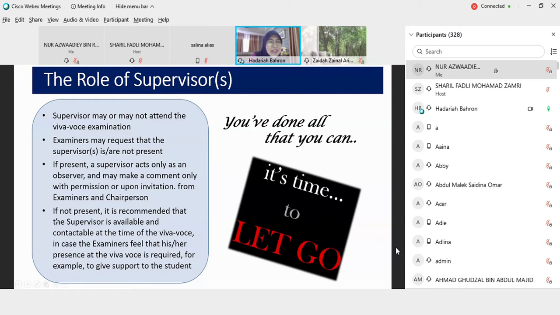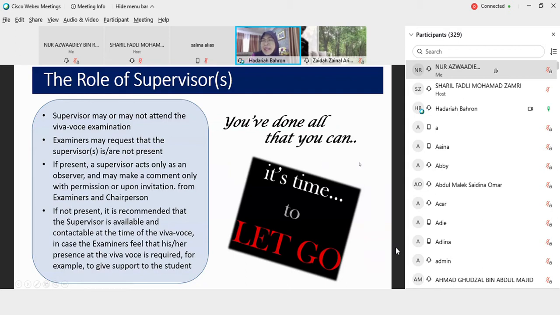If the examiner is not present in the Viva-Voce, it is recommended that the supervisor is available and contactable at the time of the Viva-Voce. Sit next to your phone, be next door, or if you are not in town, make sure you are internet ready, in case the examiners feel that your presence in the Viva is required, for example, to give support to the student.